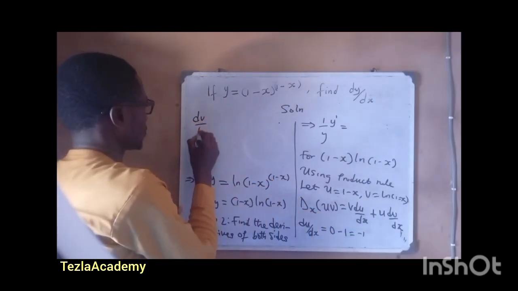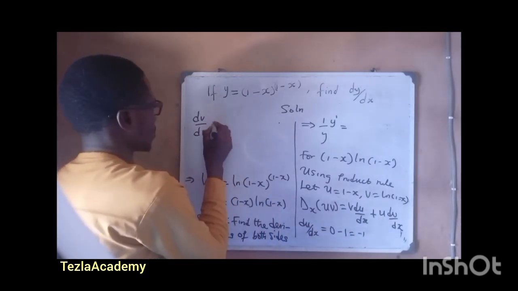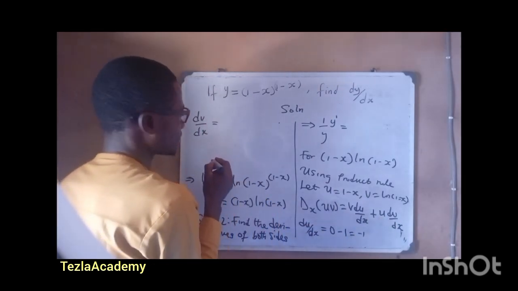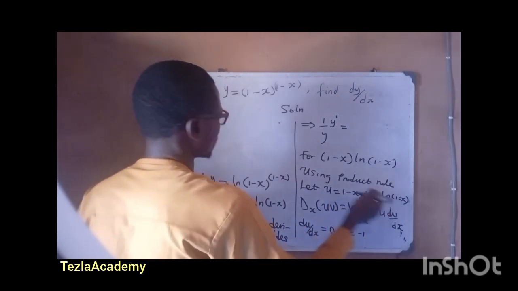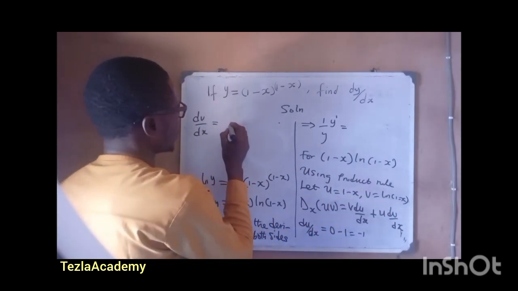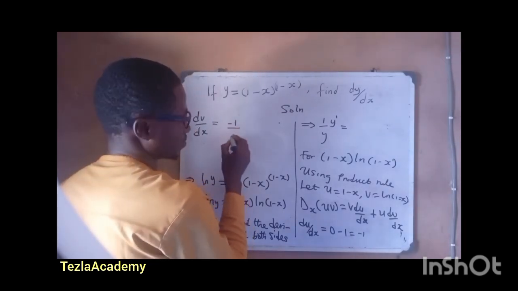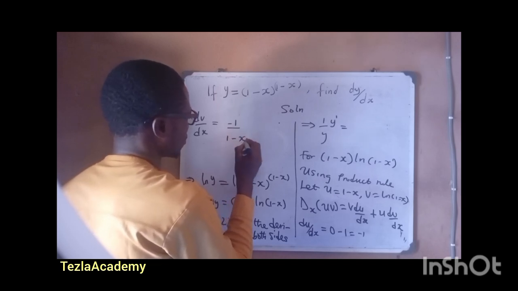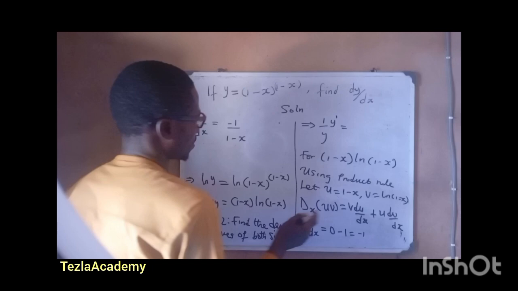Now dv/dx: we differentiate what is inside the function, 1 minus x. If you differentiate 1, you have 0. Differentiate minus x, you have minus 1. So over this function, which is 1 minus x. So that's the differential.